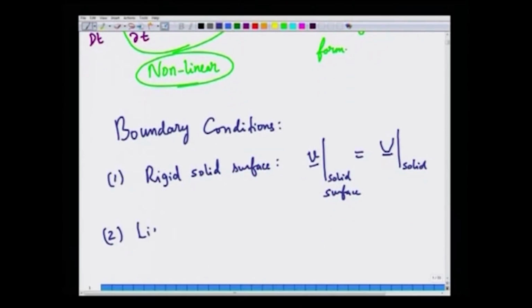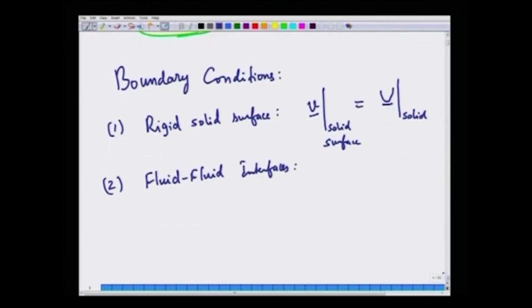At liquid interfaces, fluid interfaces in general, one has continuity of velocity. Velocity in fluid 1 at the interface is equal to velocity in fluid 2 at the interface.